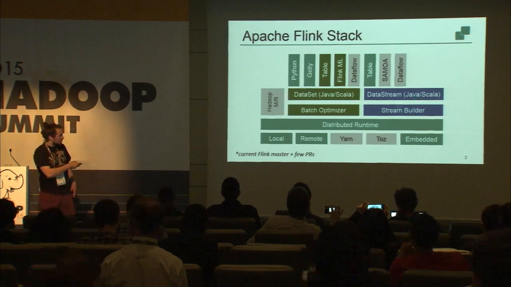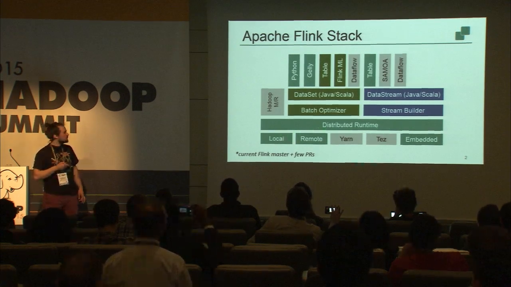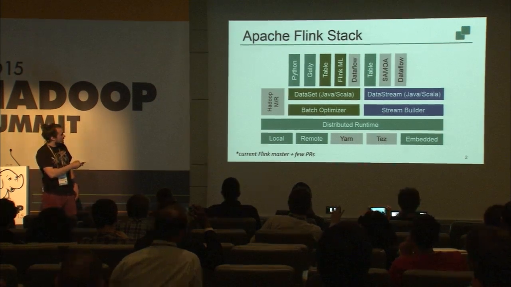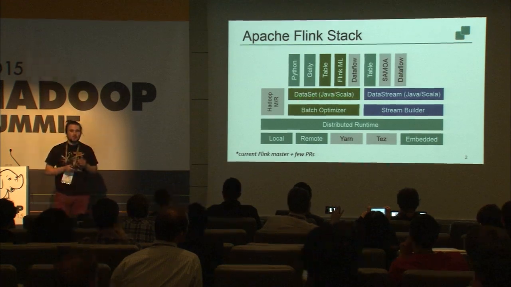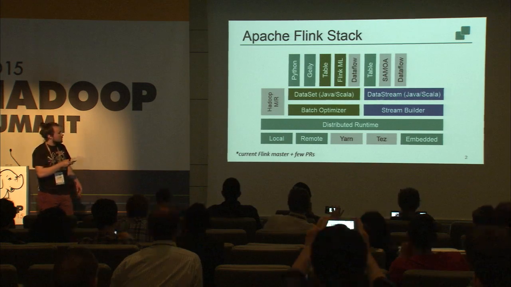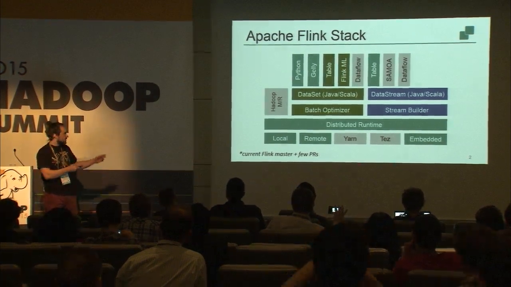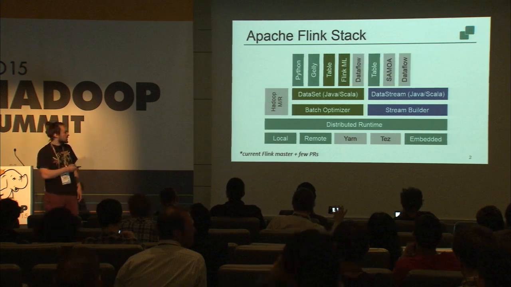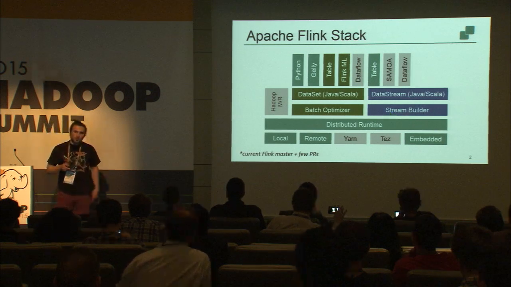So as I said, there's this basic layer of where you can execute Flink. Then there's this distributed Dataflow runtime that is actually a streaming runtime. Then on top of this, we have this dataset API. So these are distributed collections for batch-oriented processing. And there's the data stream API, which is distributed streams on which you can also apply transformations. And these look more or less the same, but internally they have some different concepts. So there's an optimizer for batch programs, and then there's the stream builder, which is also optimizing stream programs and so on.